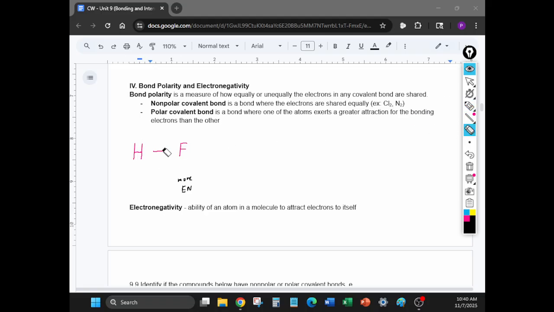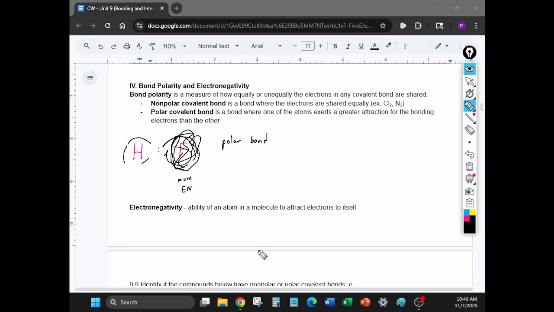So they are being shared, but let's say I drew the electrons. The electrons are going to spend more time closer to the fluorine, so they're going to fly around the fluorine more than they are going to fly around the hydrogen. So they might make one path, but in that same time, they're flying all around fluorine. Okay, and the reason why is because fluorine is more electronegative. So when we have this unequal sharing, that's what we call a polar bond.